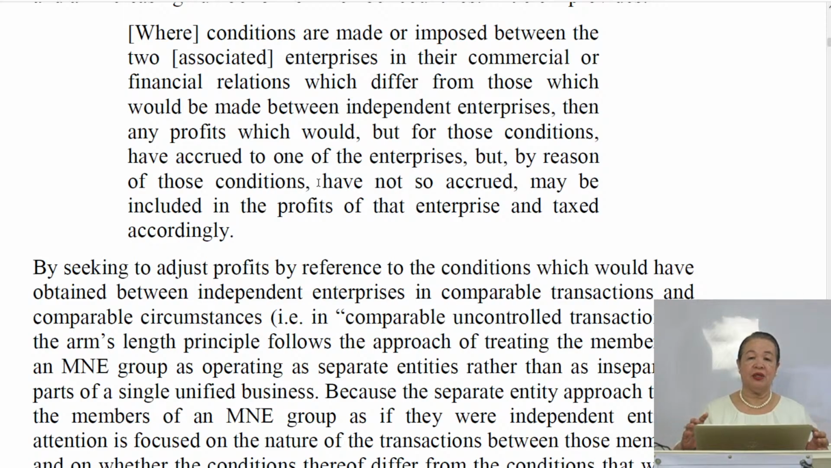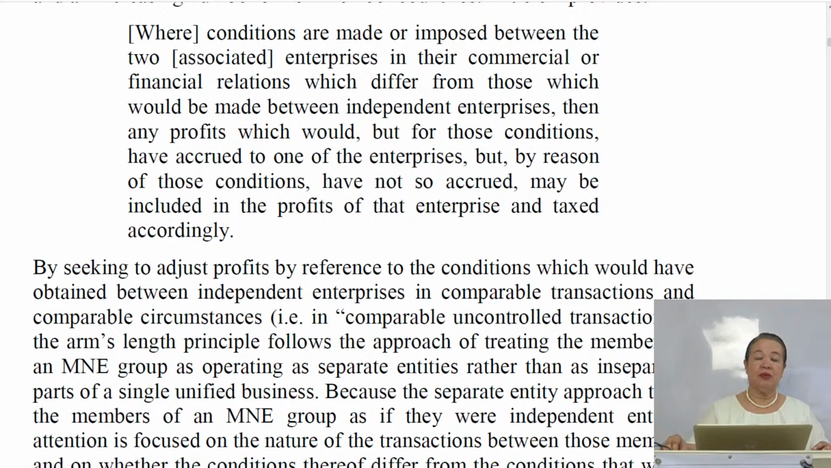Because, as we said, these are related parties, a group of parties. The income of one went to the other party, and has not so accrued to the entity. So what can be done? It may be included, you add it back to the profit of that entity and taxed accordingly. It is even more complicated if that entity belongs to another country, and the other entity where the income went belongs to yet another country.